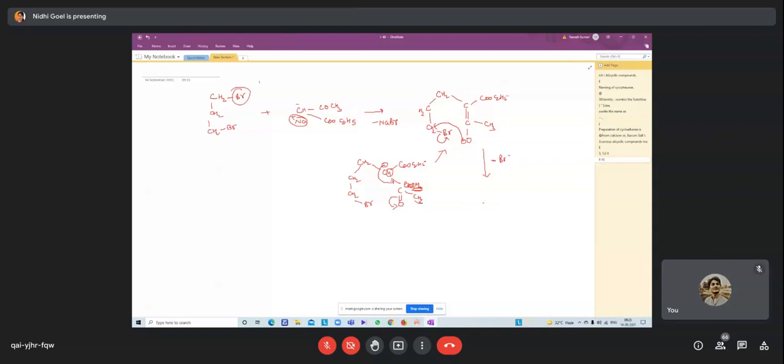So the final product is the dihydropyran derivative. This is COOC2H5 and this is CH3. This is the dihydropyran derivative.